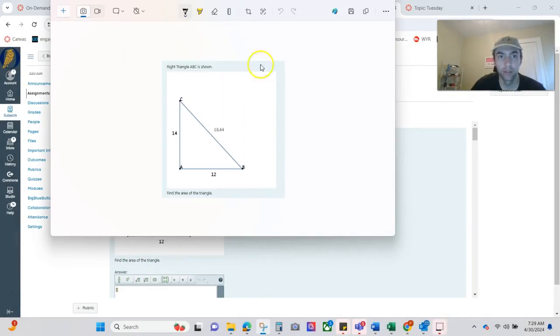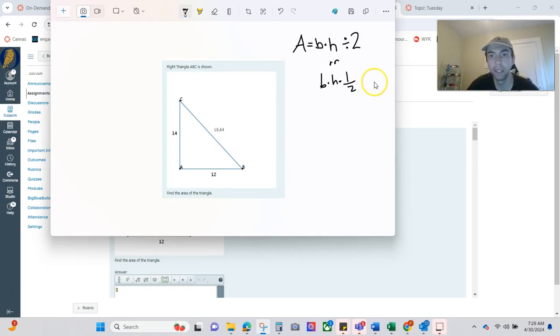To find the area of a triangle, we can use the formula base times height divided by 2, or base times height times 1/2. They mean the same thing, same math, same but different.